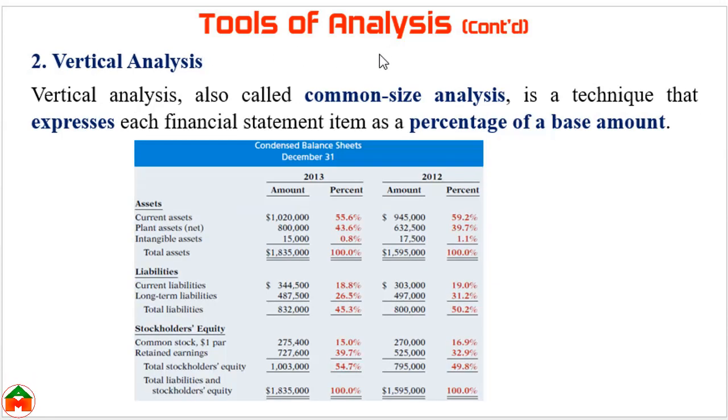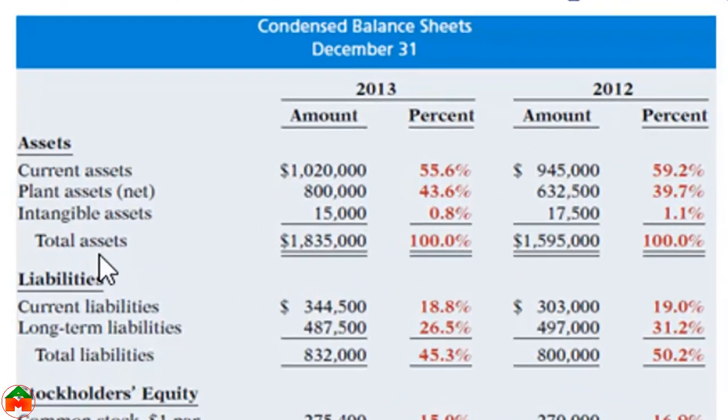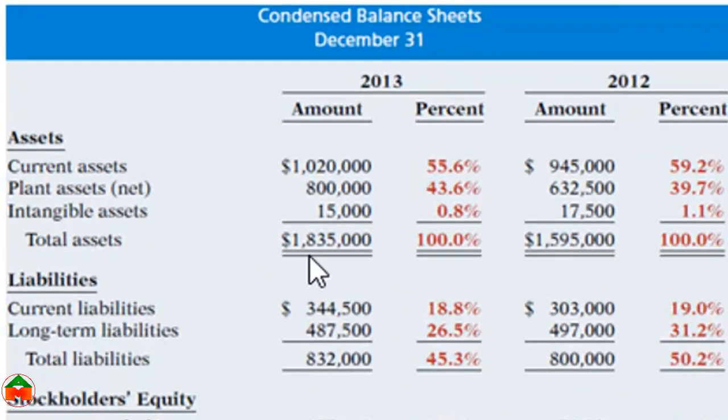The second tool of analysis is vertical analysis. Vertical analysis is also known as common size analysis. And in vertical analysis, we show the item as a percentage of a base item. That means, suppose here we can see the total assets. This is the base amount. Comparing this base amount, what are the percentages of current asset, plant asset and intangible asset?